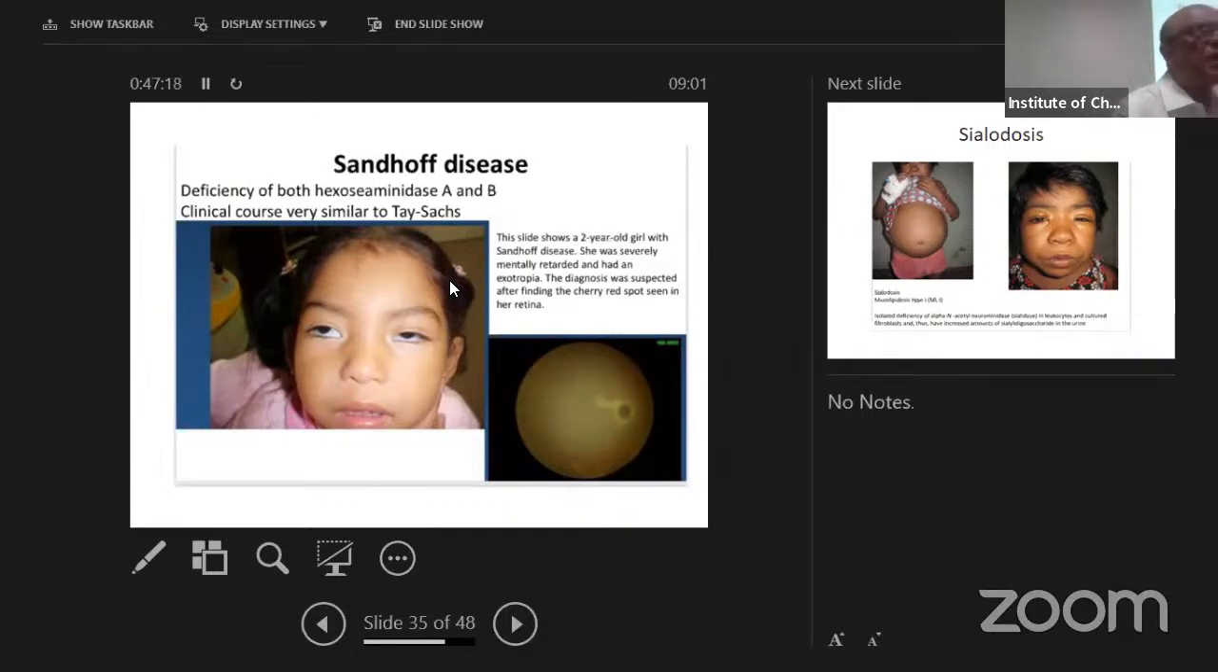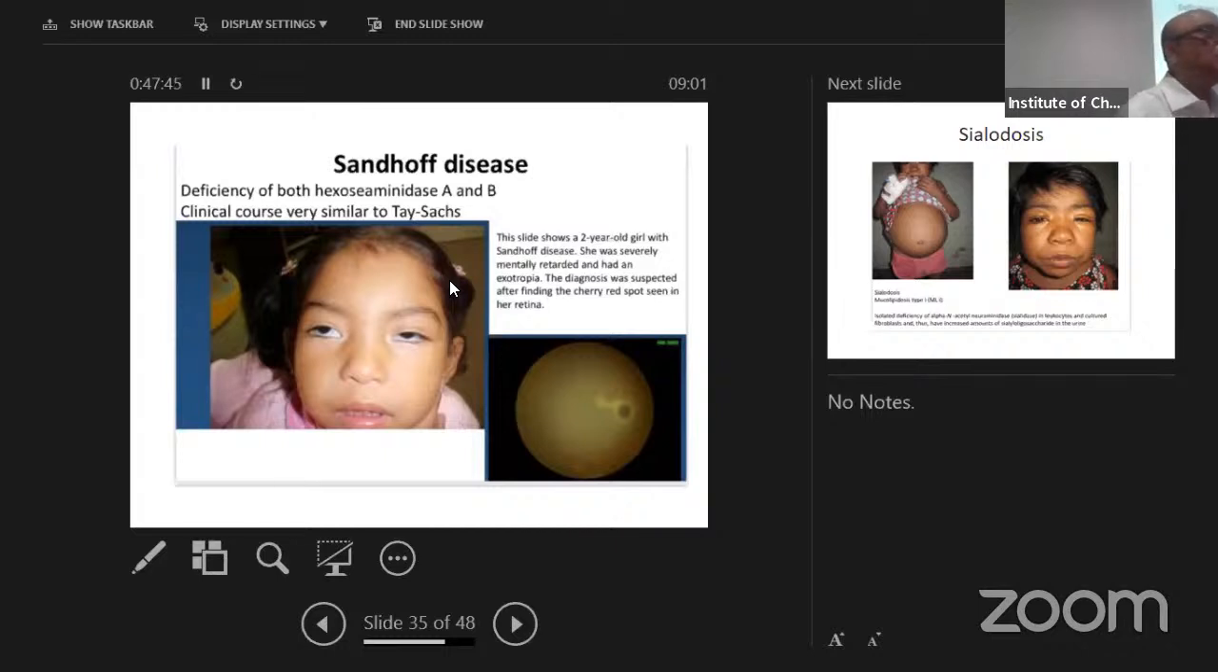But in our country, I don't think I've seen more than 2 cases in my 42 years of career. Maybe we have not been able to diagnose some of these cases. And Sandhoff is similar, with hepatosplenomegaly. You have, along with the features of Tay-Sachs, also the cherry red spot. And always look for cherry red spot.